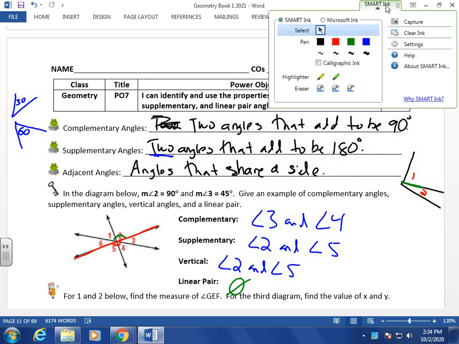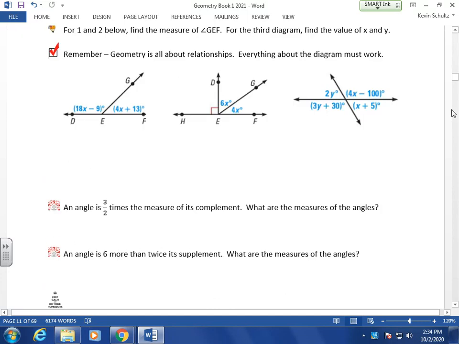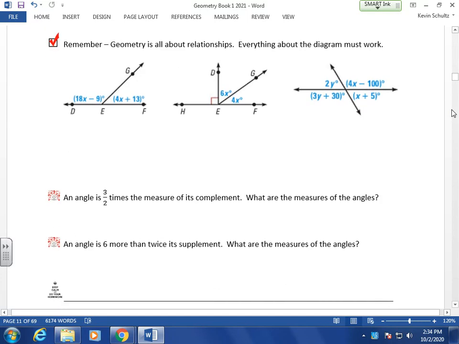No. Moving on then. Here's where we get to practice some of these relationships a little bit more. Tell me what you know about 18x minus 9 and 4x plus 13 that's going to help us solve for x and figure out what those angle measures are. What is their relationship? What do you know about them?